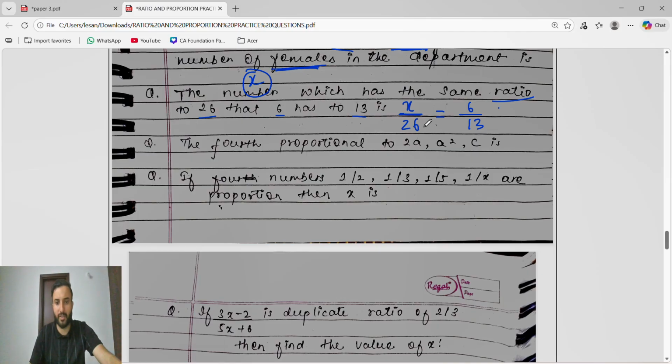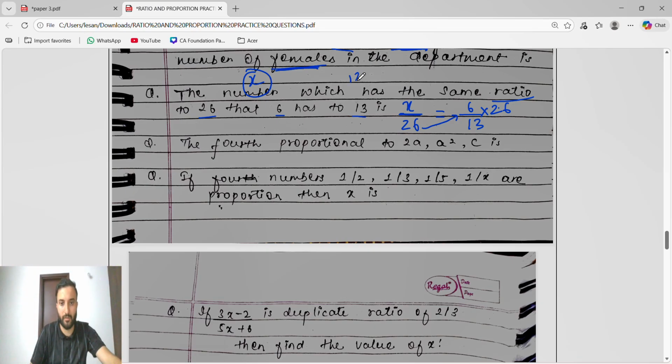We will do the cross multiplication. 26 will go here, so it will multiply like this. So x equals 6 into 26, divided by 13, so 12.